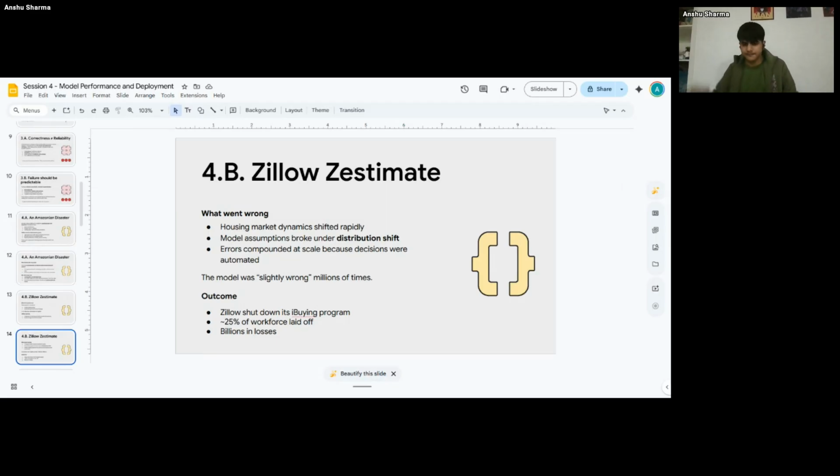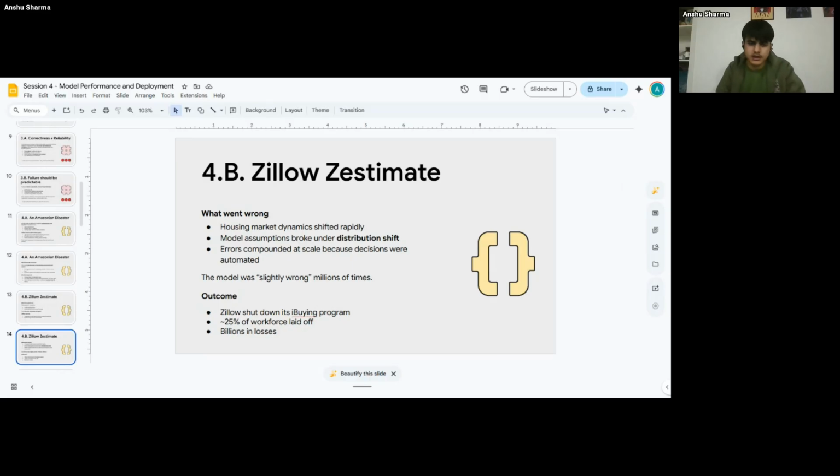So maybe in 1 year the housing market did not change as much, but over time, in 1 year, 2 years, 3 years, the errors compound, right? So there are multiple small errors, and those multiple small errors compounded to form a very large loss of billions of dollars, right? So the outcome was that this whole program was shut down by Zillow. The iBuying program was shut down, right? And as a consequence of that, one fourth of their workers were also laid off. So somebody had to suffer the consequences as well, right?